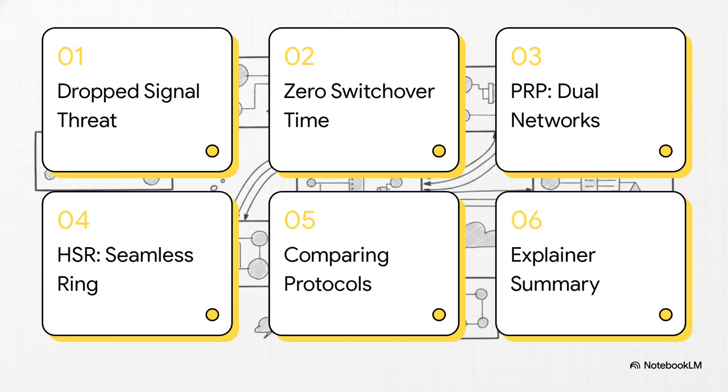Here is our roadmap for the explainer today. 1. The dropped signal threat. 2. Zero switchover time explained. 3. PRP, dual independent networks. 4. HSR, the seamless ring. 5. Comparing PRP and HSR. And 6. The explainer summary.